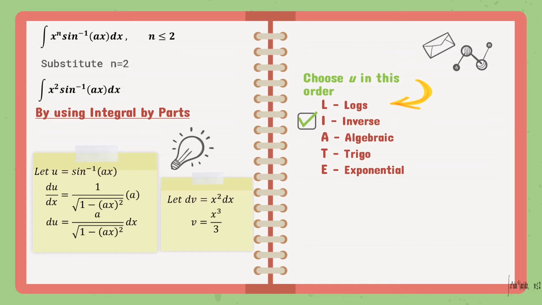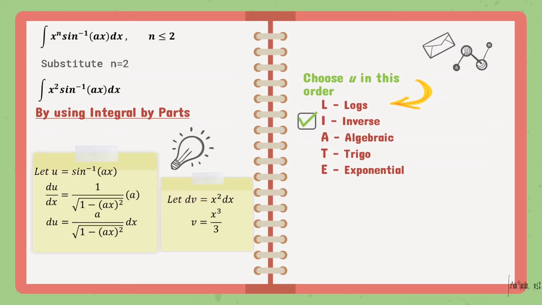By using integration by parts, first, we need to choose u and dv from the equation based on the LIATE order, where L is logarithmic functions, I is inverse functions, A is algebraic functions, T is trigonometric functions, and E is exponential functions. From the equation x squared inverse sine ax dx, we let u equal inverse sine ax, then we get du over dx equal to 1 over the square root of 1 minus a squared x squared, times a.